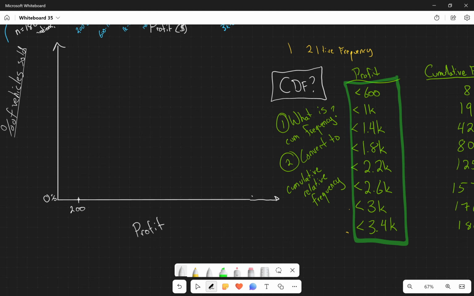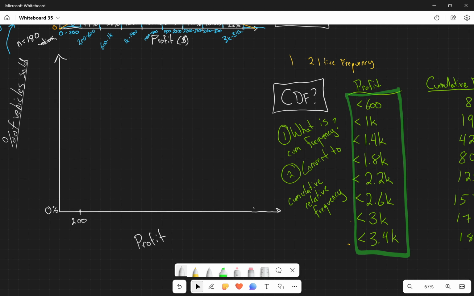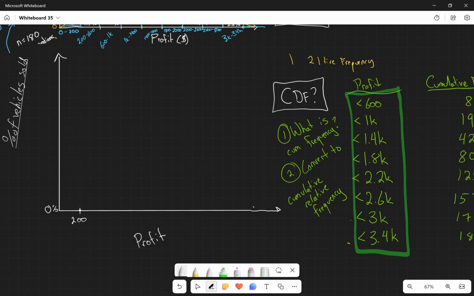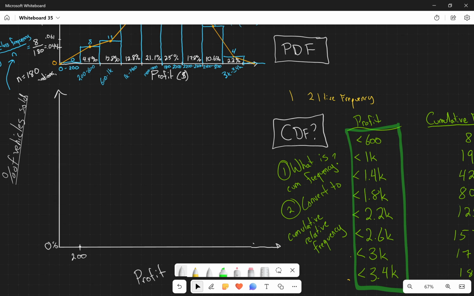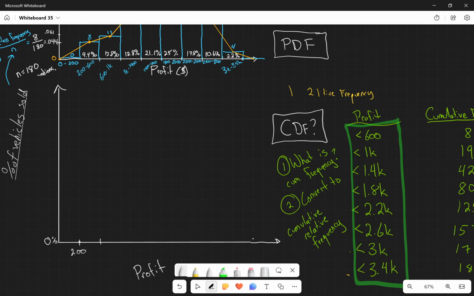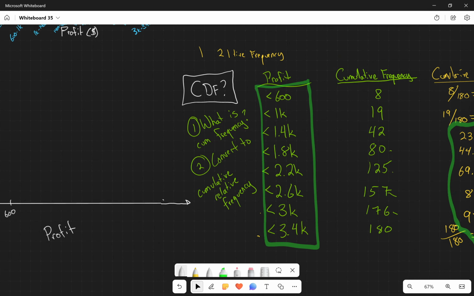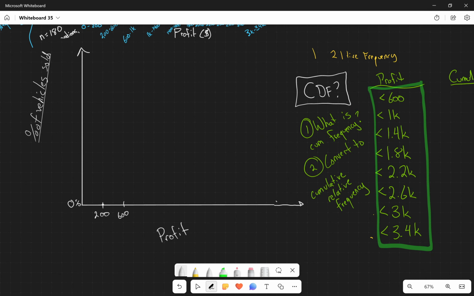Now, then we have at 600 or less, which is going to be here. At 600 or less, we have a cumulative relative distribution frequency of 4.4%.